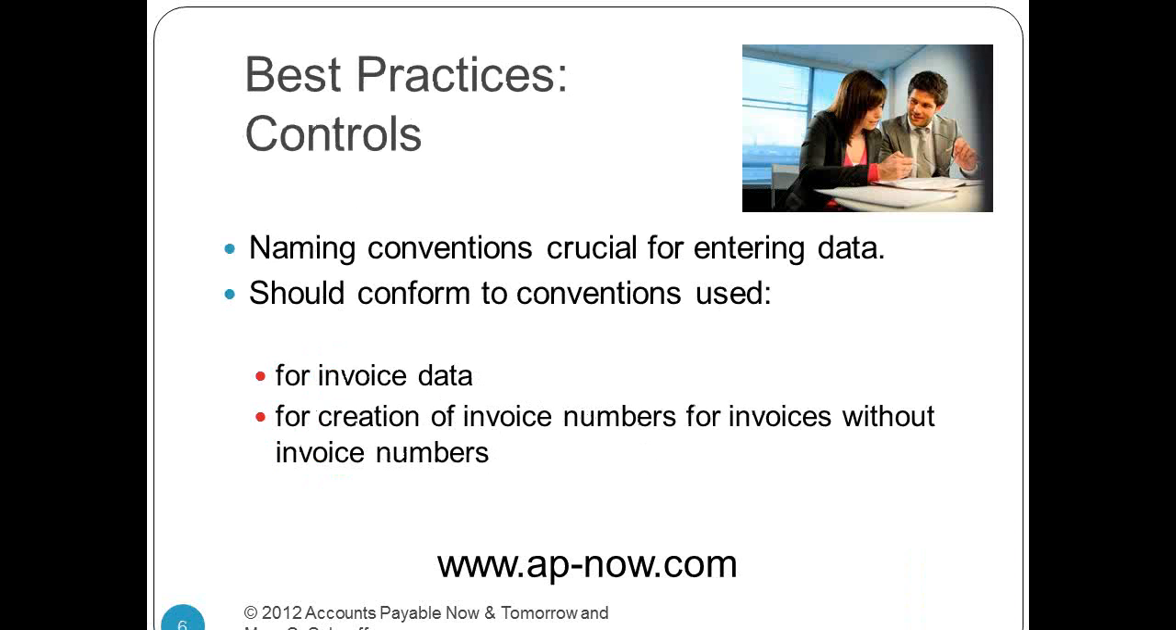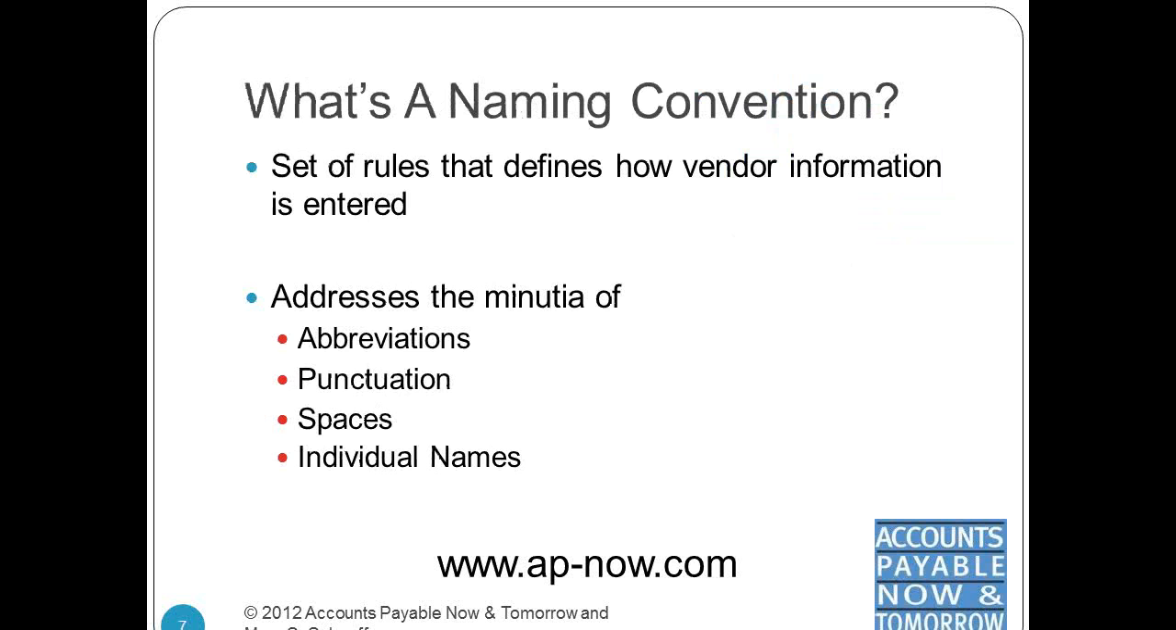So let's get started. Let's delve right into what these best practices are that I'm talking about. What should you be doing? The number one best practice, and this will help with a lot of other things, is that you need to establish a naming convention that will be used when entering data. This naming convention should conform to the conventions that hopefully you've established for entering invoice data, like the invoice number, or entering vendor information when you're processing invoices, and, if you accept invoices without invoice numbers, for the creation of invoice numbers to be put in your system as you process those invoices.